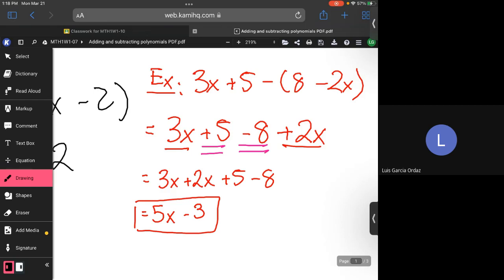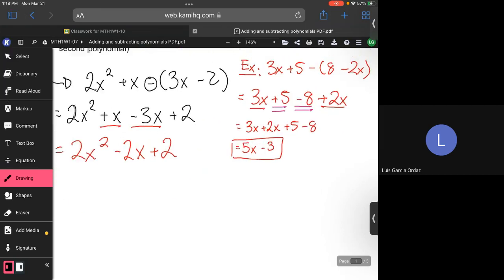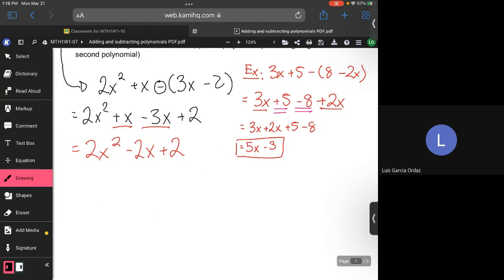Now, instead of a negative, there might be a positive outside of the bracket. If there's a positive outside of the bracket and I want to get rid of the bracket, does anything happen to my signs or do they stay the same? Anyone? Remember, we said if there's a negative outside of the bracket, my signs change. But if there's a positive outside the bracket, what happens to my signs? Alice? They stay the same.